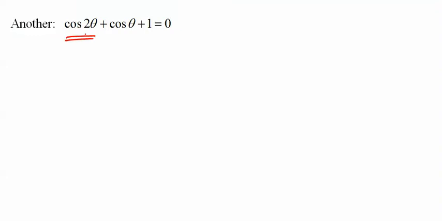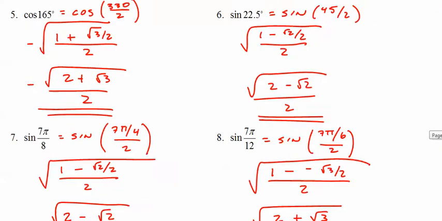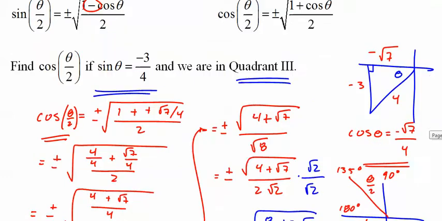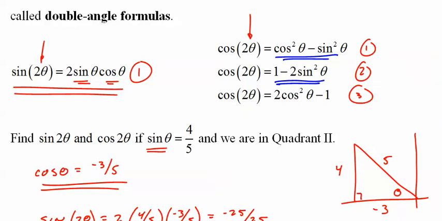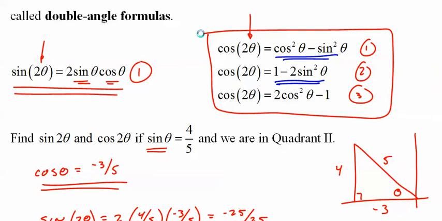What did I say about the double angle? Get it out of there. Now the tricky part, I'll scroll back up here, is that there are 3 formulas. Use one with all cosine in it for this case.